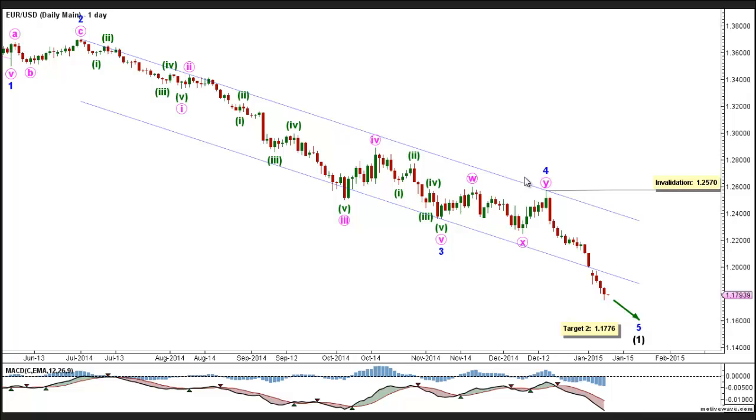Minor wave 4 unfolded as a double combination labeled minute waves W, X, and Y. And finally, minor wave 5 is forming an impulse and it's nearing 161.8% the length of minor wave 1.